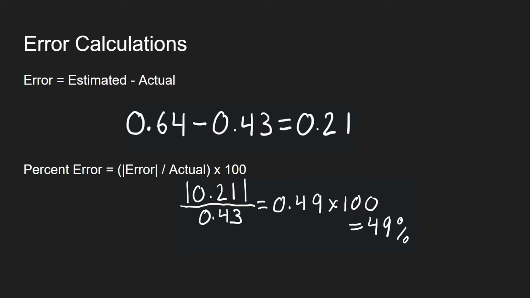Alright, so for the error calculations, 0.64 minus 0.43 equals 0.21, which is the error that we're calculating. Error is basically how accurate or inaccurate your information is, and percent error is basically just the error as a percent. So you use the absolute value 0.21, as you can see here, and divide that by 0.43, which equals 49%.